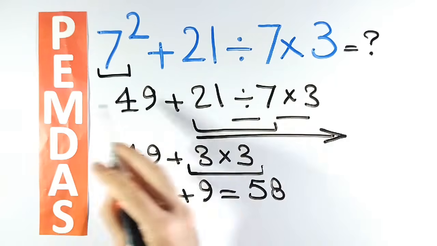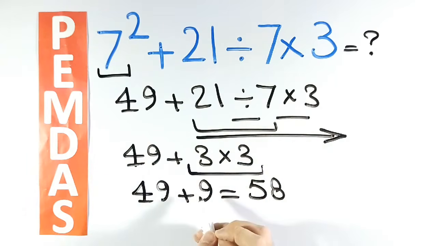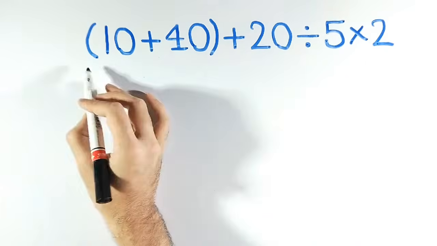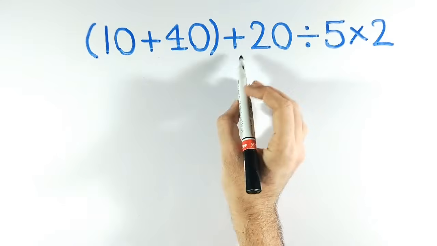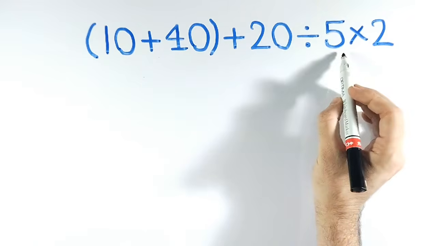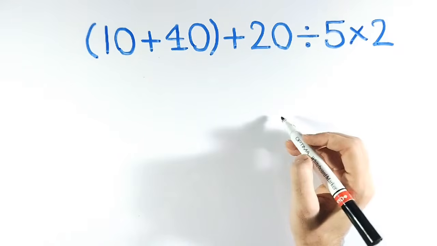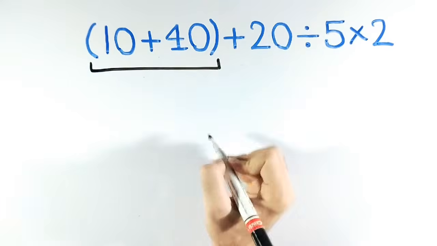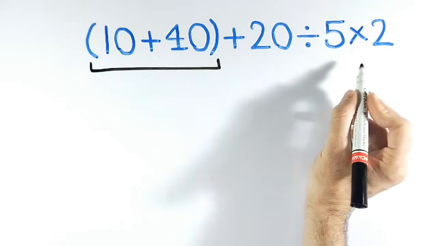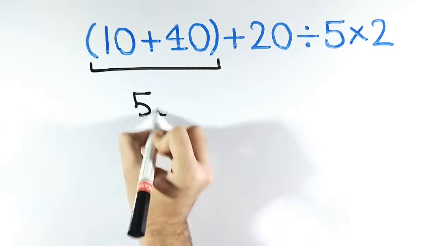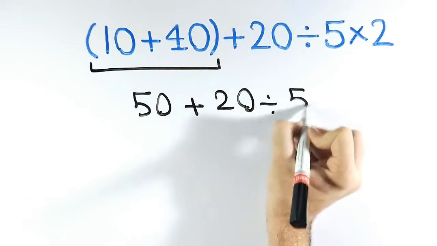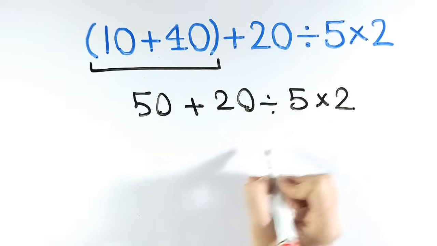Alright, now let's solve another math question together. What is the value of the expression 10 plus 40 inside the parentheses plus 20 divided by 5 multiplied by 2? Many people, when solving this question, first go for the expression inside the parentheses, and instead of this expression, they write 50 plus 20 divided by 5 multiplied by 2.